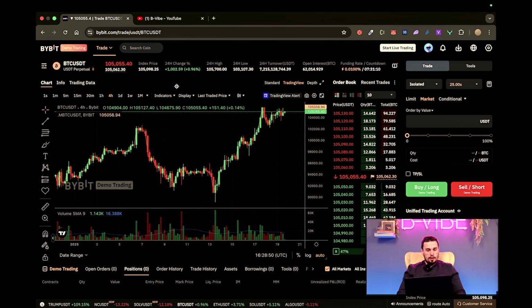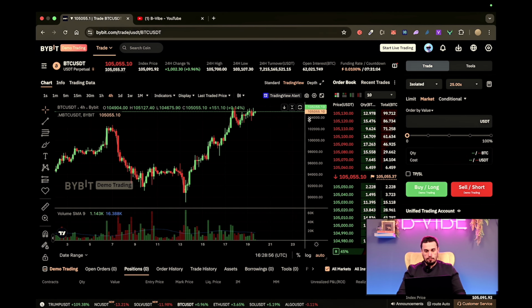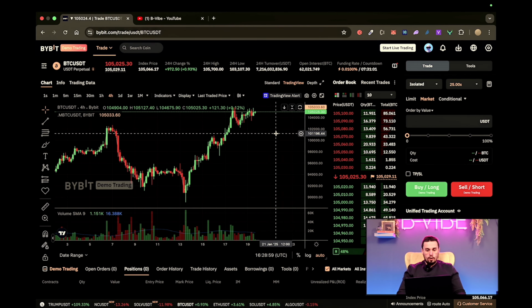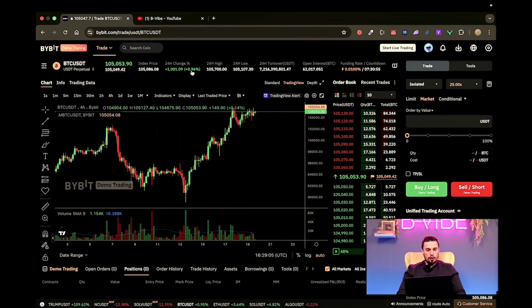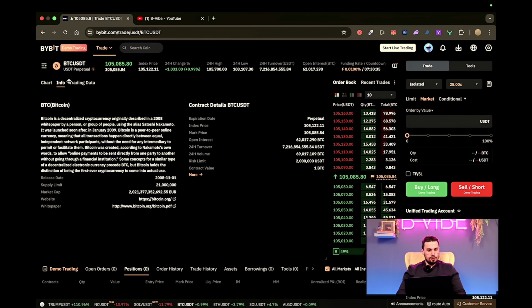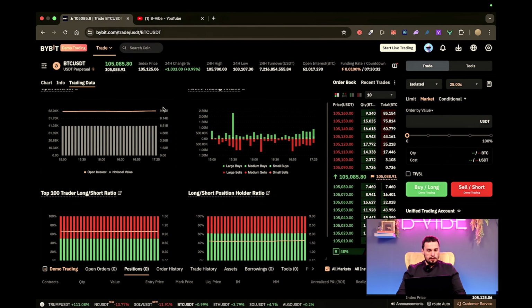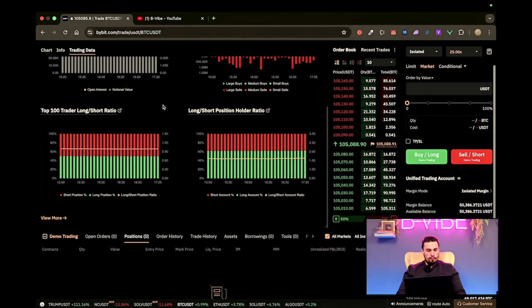Okay. What else can you see here? You can see the graph and the actual price. The current price is $105,026. You have some generic information, statistics about the change of Bitcoin in the last 24 hours. What was the high price? What was the low price in this 24-hour time frame, and so on. You can have some kind of trading data here that you want to see, like the active trading volume and so on.